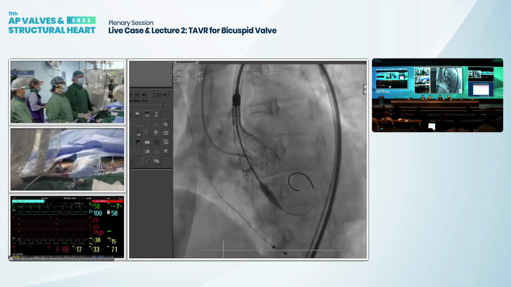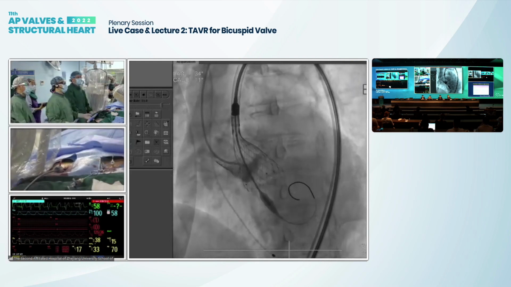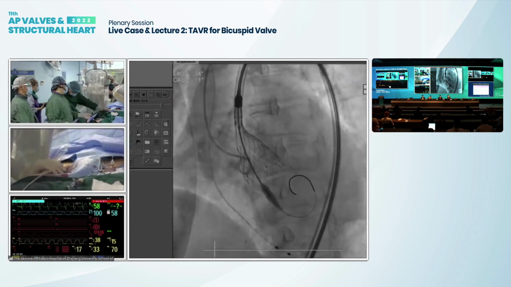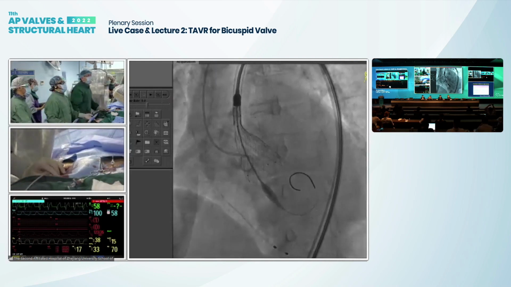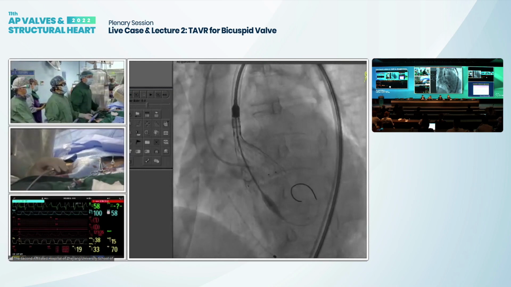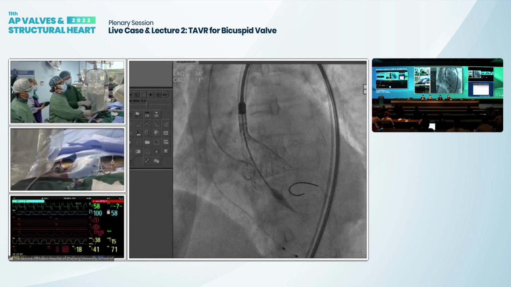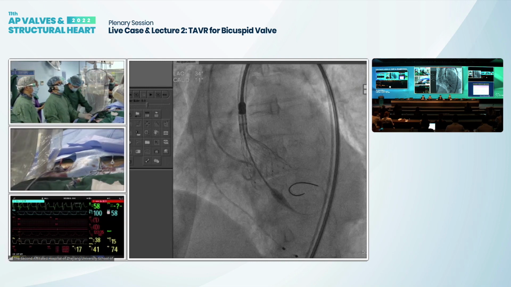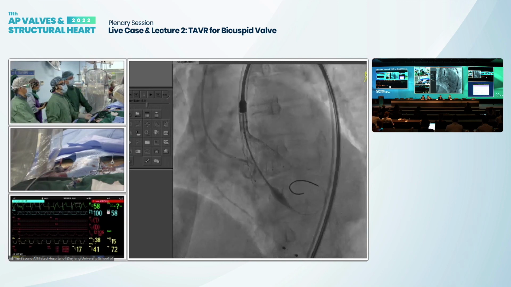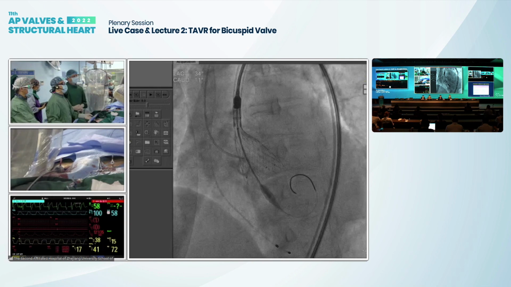Because you have a lot of tension. Hopefully it will lay over to the greater curve. I already released the tension. I already pushed it forward a little. Okay. So actually, at this view, we don't have the lowest point of the non-coronary sinus. I think it's acceptable.